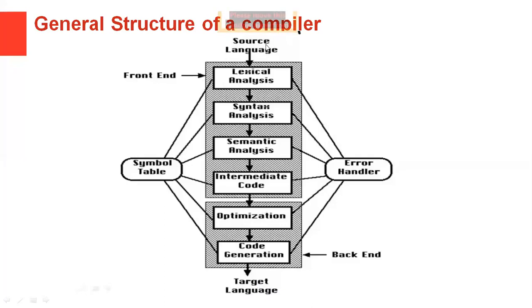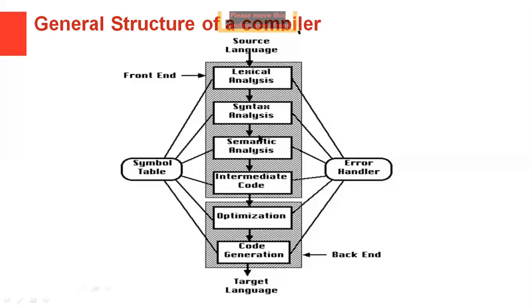So in a compiler, we take only the source program, that is a high level language, and it is converted into low level language. High level language is the source program in English, and low level language is assembly level language. So that is the work done by the compiler. These six are the phases.